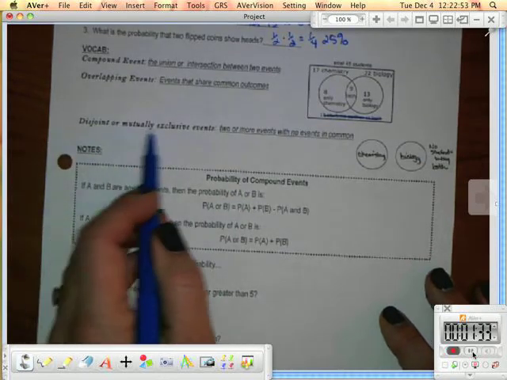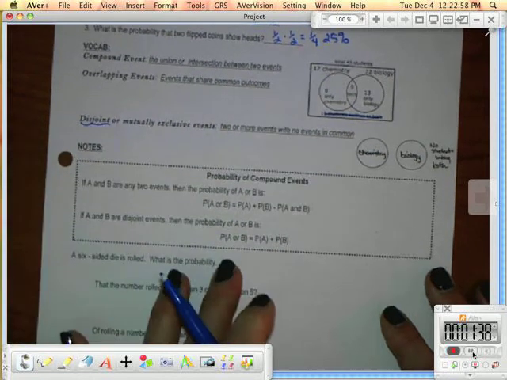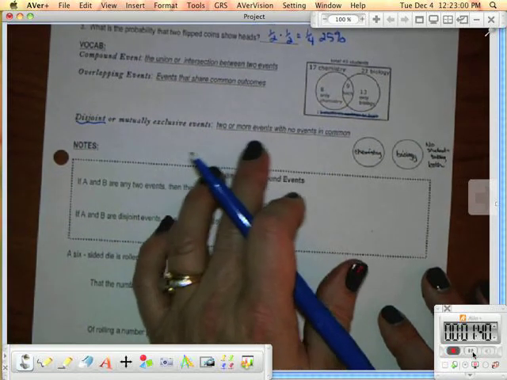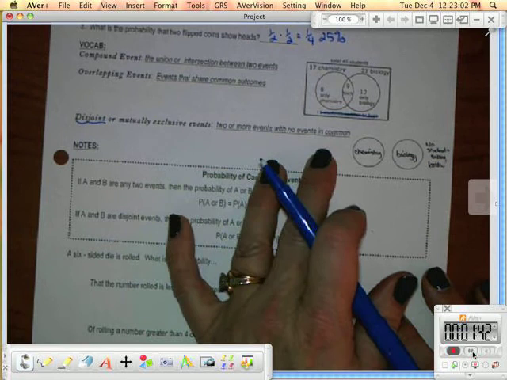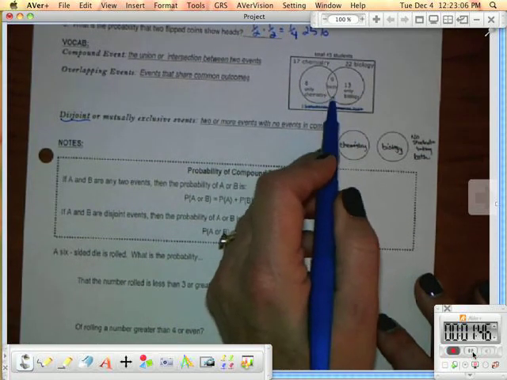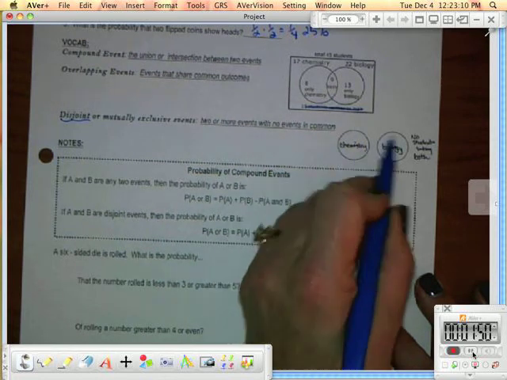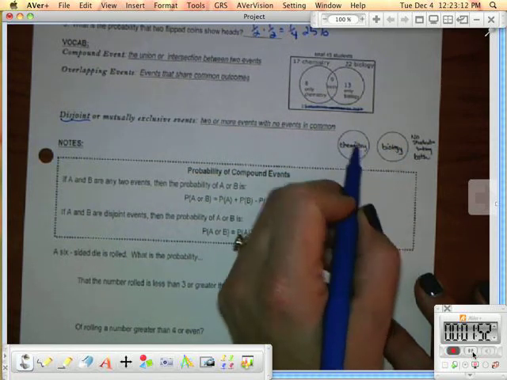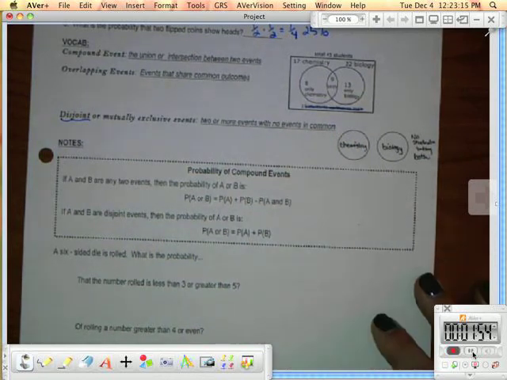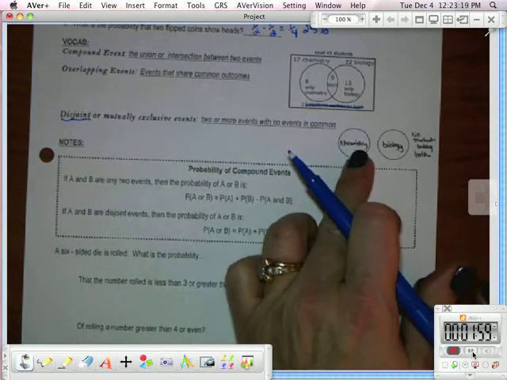And then here, disjoint or mutually exclusive, we're pretty much going to use the word disjoint rather than mutually exclusive, is 2 or more events with no events in common. So for example, using the same instance here, instead of any overlapping, we have students in chemistry and students in biology, and there are no overlapping ones at all. So nobody's taking both classes at the same time. That's disjoint events there.